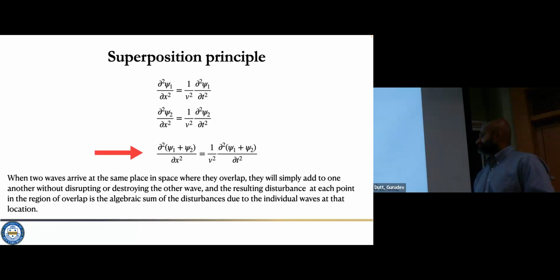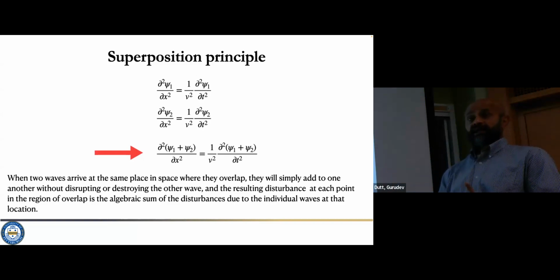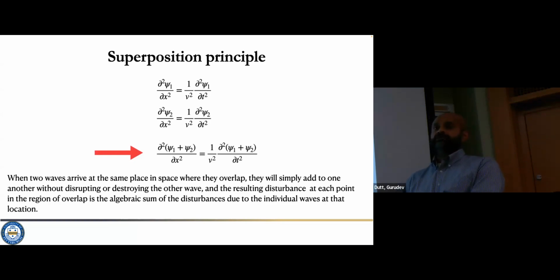They simply add to each other without disrupting or destroying. It's important to think that there could be other possibilities. For example, the presence of psi1 might affect psi2, meaning that when psi1 is present, psi2 changes its function based on the presence of psi1. This would be a nonlinear response. There are mediums in which that happens, but for almost all of light propagation we are considering in this course, that will not be a factor. The psi1 and psi2 will always add up linearly.